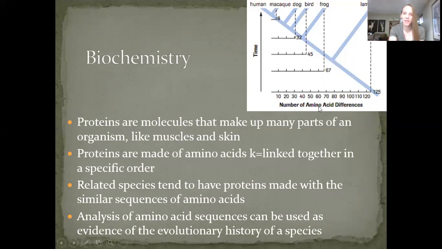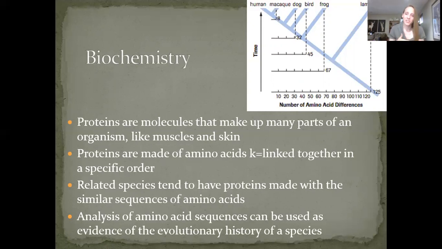So that's what this example up here is showing. It's essentially talking about the number of differences in the amino acid sequences between different species. So a human and a monkey might only have like 8 differences. A human and a dog might have 32. A human and a bird would have 45. There's 125 different between a human and a sea lamprey, which is this like eel type thing with a circular mouth. Anyway.